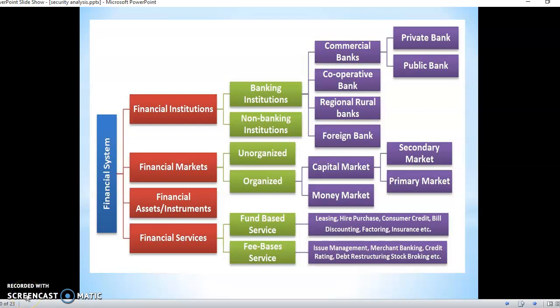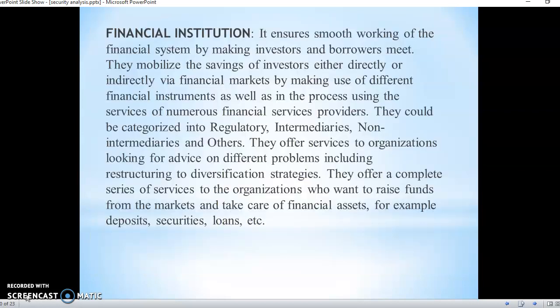Okay, in today's class, we will be discussing the different components of the financial system one by one. First, we will be discussing what financial institutions are. Financial institutions are also termed financial intermediaries, and what they do is intermediate between the savers and the borrowers.